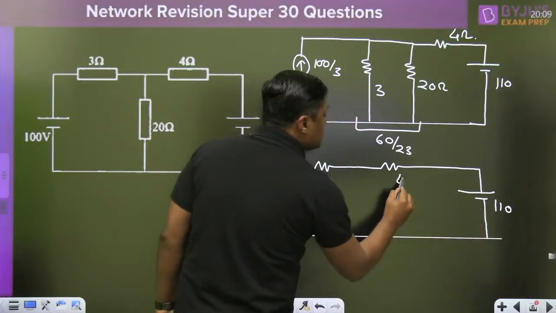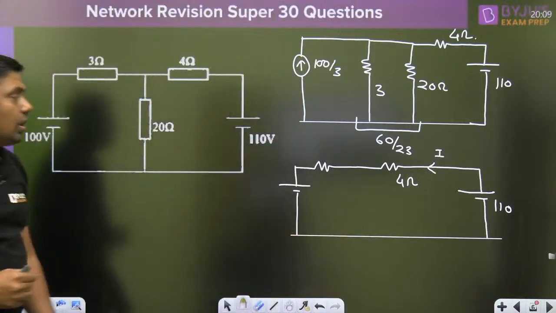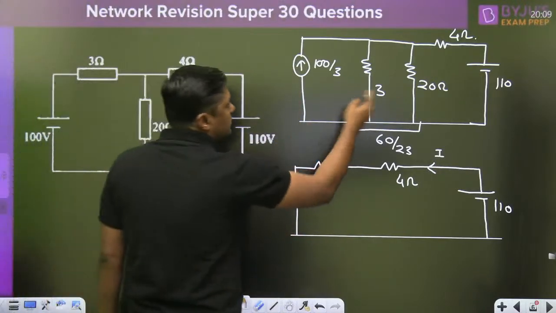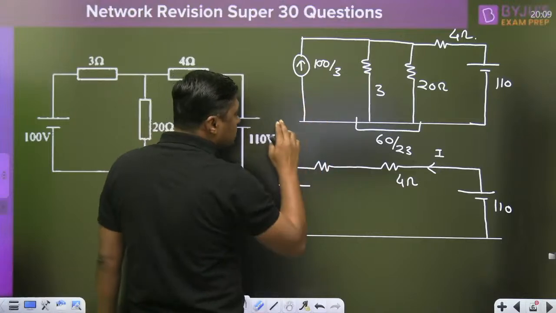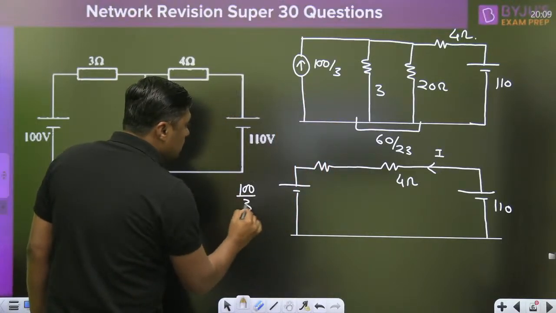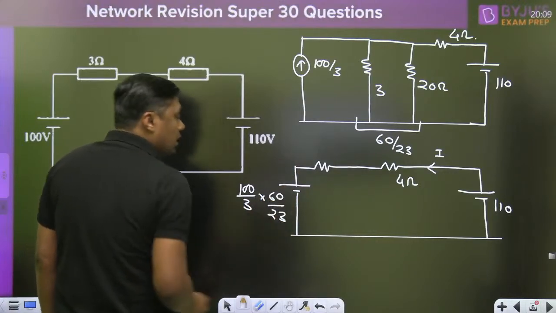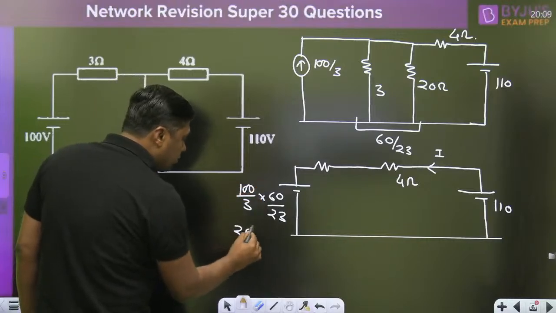110, this is the 4 ohm. What is the current through the 4 ohm resistor? Now you can find the value. Okay, what will be the current? You can simply simplify this diagram. So this is 100 by 3 into that resistor 60 by 23, right? This is nothing but 2000 by 23.